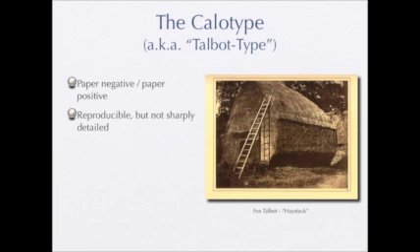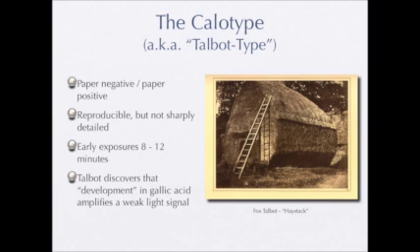So it's reproducible, but wasn't very sharply detailed. Early exposures were pretty long, 8 to 12 minutes. At some point, Talbot discovered that development in gallic acid, that's what he called it, development, would amplify a weak light signal. So he could take an underexposed negative, put it into this gallic acid chemical, amplify the weak light signal, and create a better image with a shorter exposure. And that made the process slow, but still manageable.